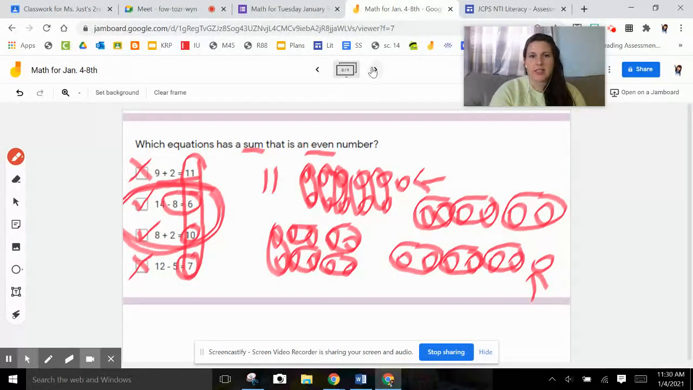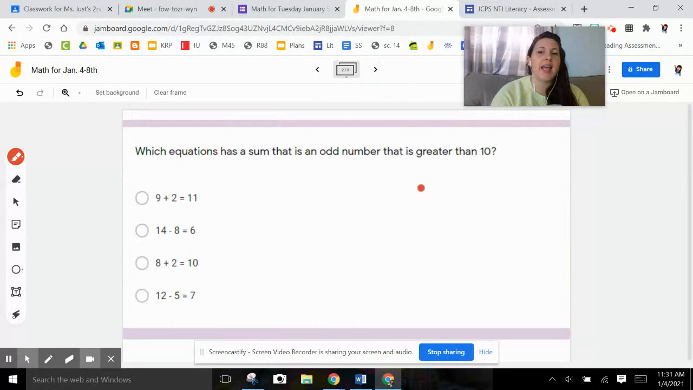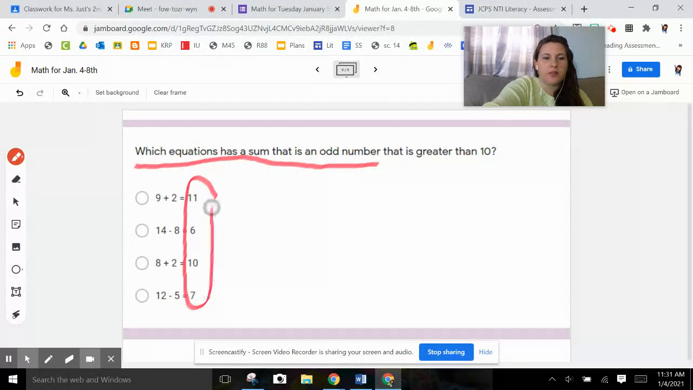Okay. All right. Then the last one. This one is the trickiest one on your test. And I think on your form there are 2 of them. So it's going to ask you the same question as our last one. Which equation has a sum that is an odd number? So we're looking for an odd number as a sum. Same thing, you're going to look at the sums of all of these.